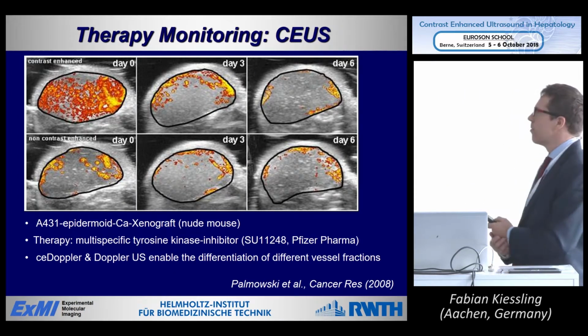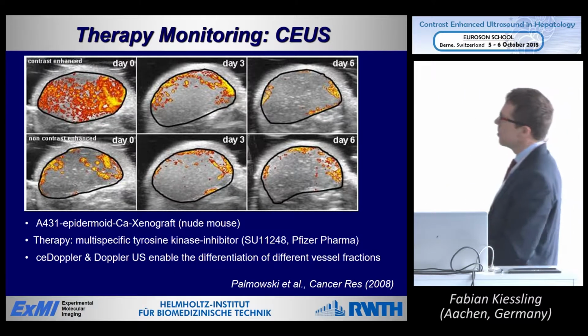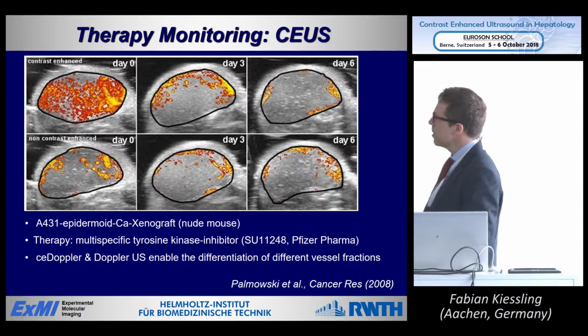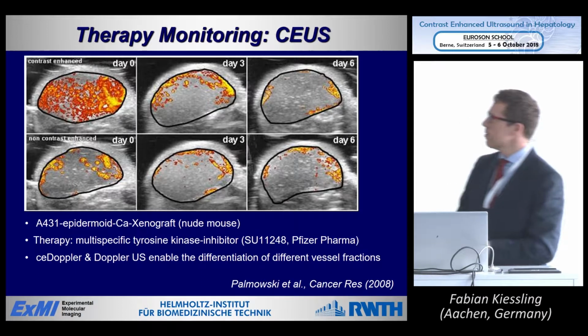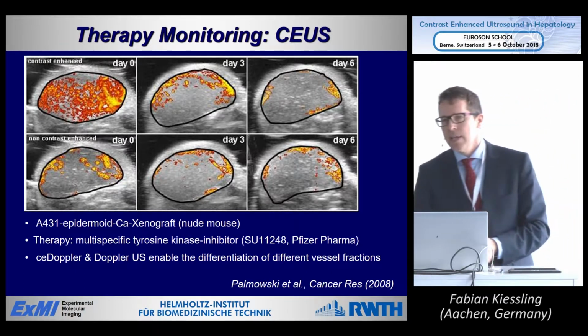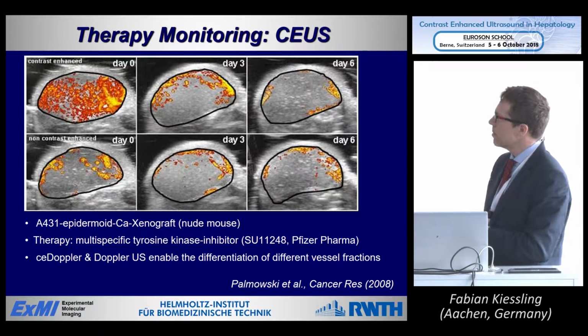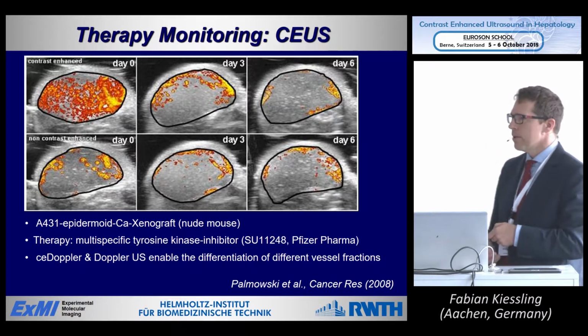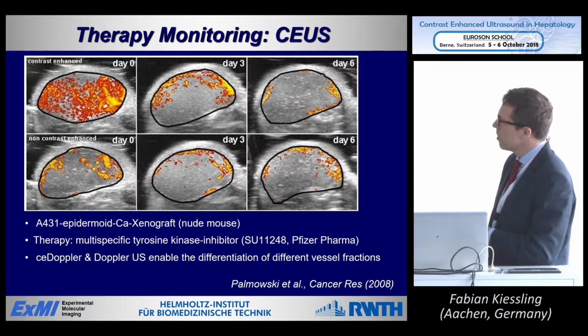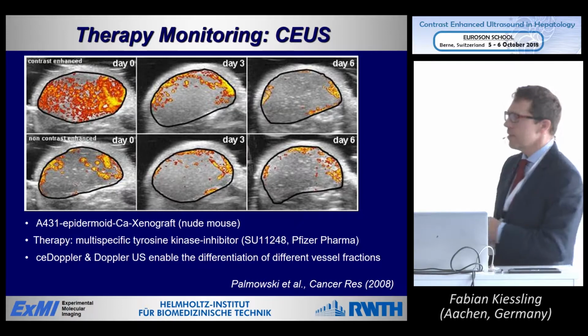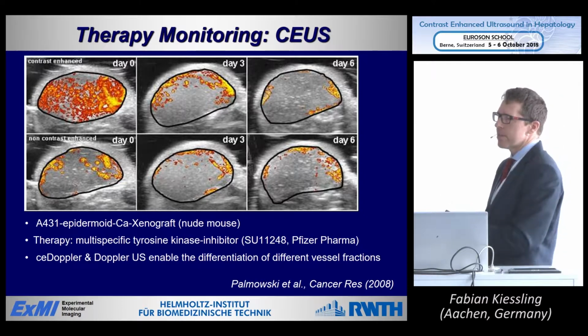Here's just an example from a paper that we wrote several years ago, where we used a multispecific tyrosine kinase inhibitor to treat squamous cell carcinoma xenografts. And we imaged these tumors with a high-frequency Doppler method without contrast agents and with contrast agents. And as you see, the images look quite different. In the pure Doppler method, you see just at the border some bigger vascular networks, some of them infiltrating the tumors. But in the contrast scan, you see a more or less homogeneously vascularized tumor.